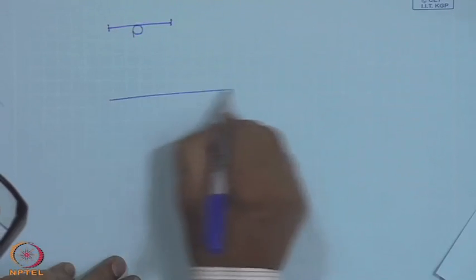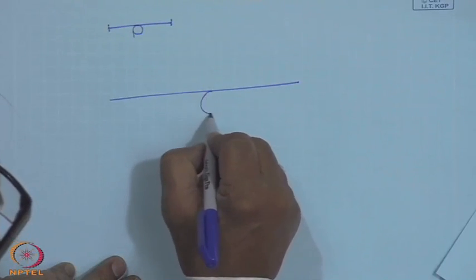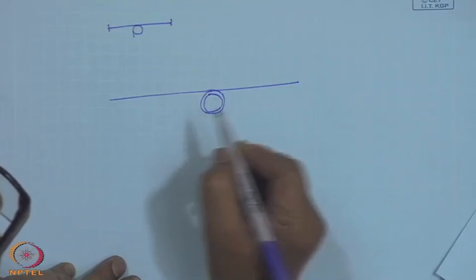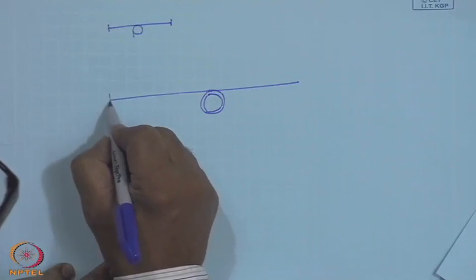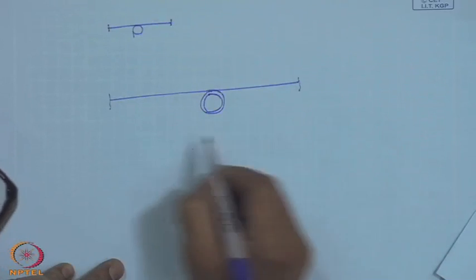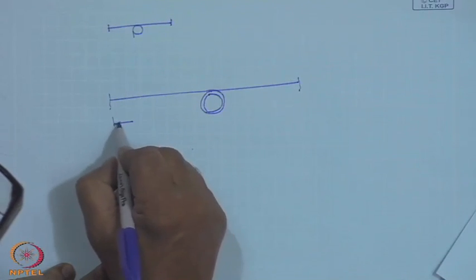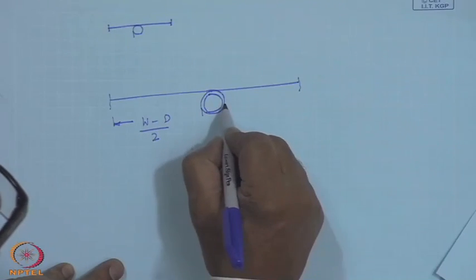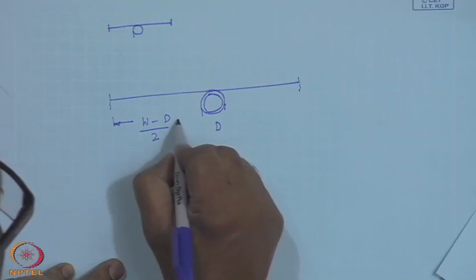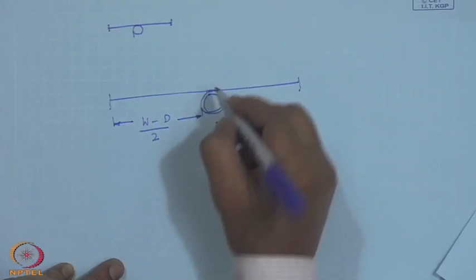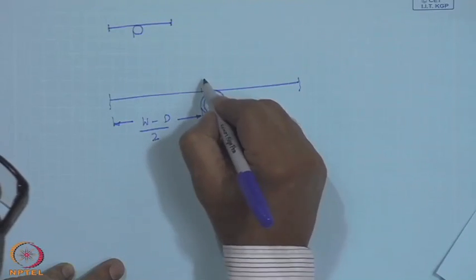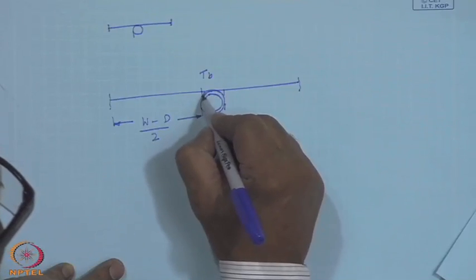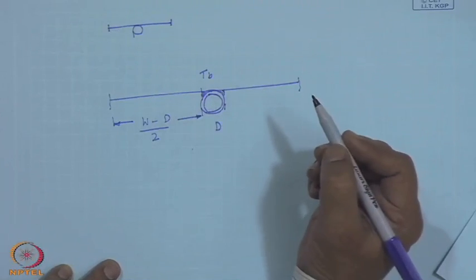Let me draw it bigger. There may be an inside diameter d i and outside diameter d. This is the repetitive element, and this distance is W minus d by 2 if the diameter is d, and this is at a temperature of T b, and this is bonded by soldering or welding to the tube.